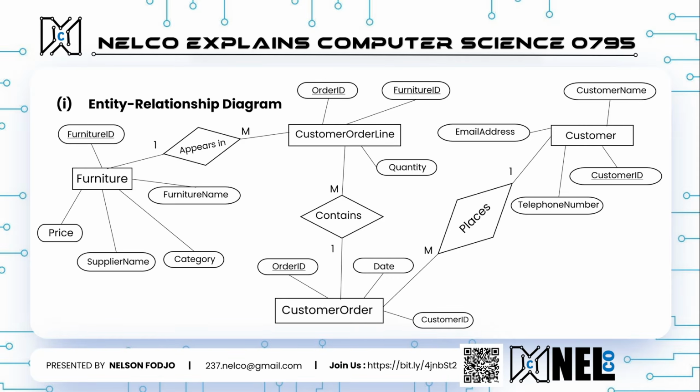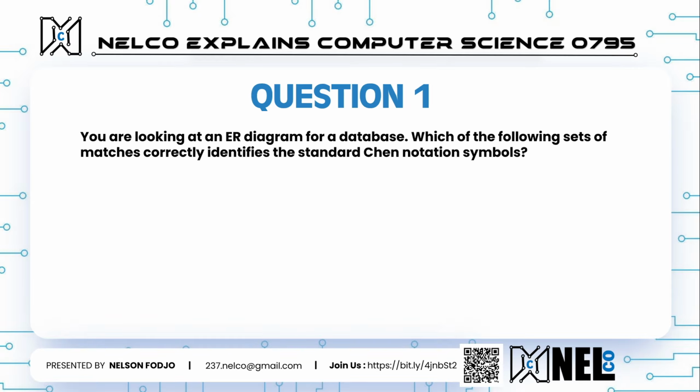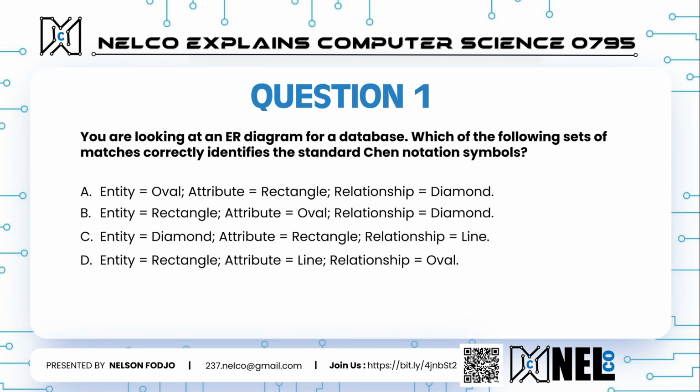Before we continue to the next question, I told you that you're going to have 5 questions that will appear on your screen. You are looking at an entity relationship diagram for a database. Which of the following sets of matches correctly identifies the standard chen notation symbols? A, entity equals oval, attribute rectangle, relationship diamond. B, entity is a rectangle, attribute an oval, relationship is a diamond. C, entity the diamond, attribute the rectangle, relationship line. And D, entity rectangle, attribute the line, relationship an oval. Pause this video. You have a maximum of a minute to answer this question. In your answer booklet or on your paper answer sheet, just store the answer to question 1 and we continue.